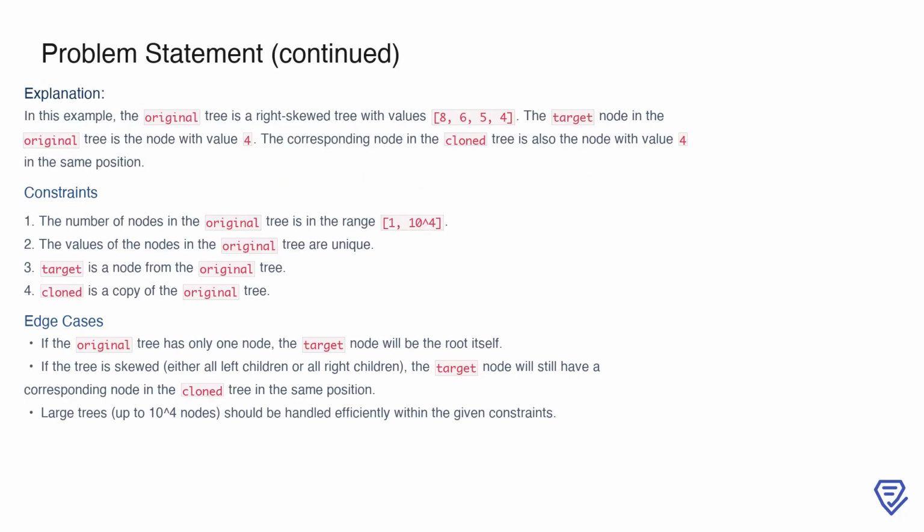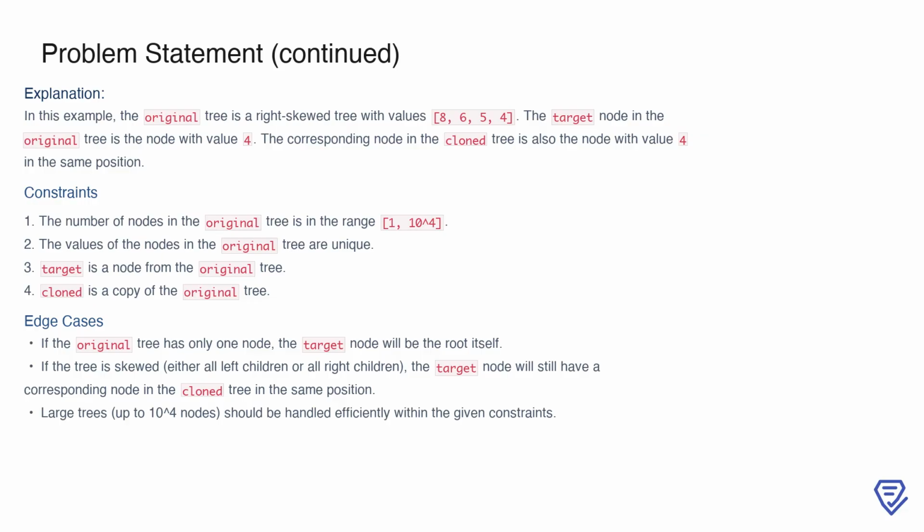In the third example, the original tree is a right-skewed tree represented as 8, null, 6, null, 5, null, 4. The clone tree is again identical to the original tree. The target node in this case is the node with the value 4 in the original tree. The corresponding node in the clone tree is the node with the same value 4 in the same position within the structure of the tree. This demonstrates that the solution must work for trees of various shapes, including skewed trees.